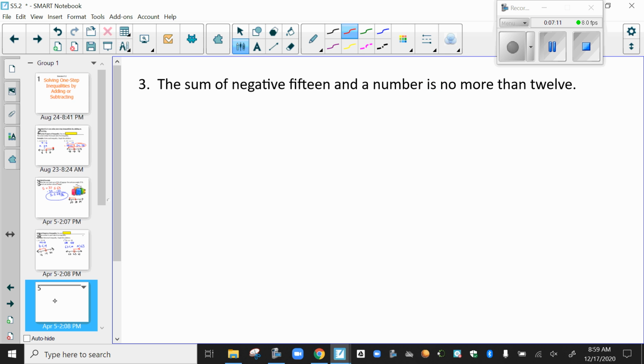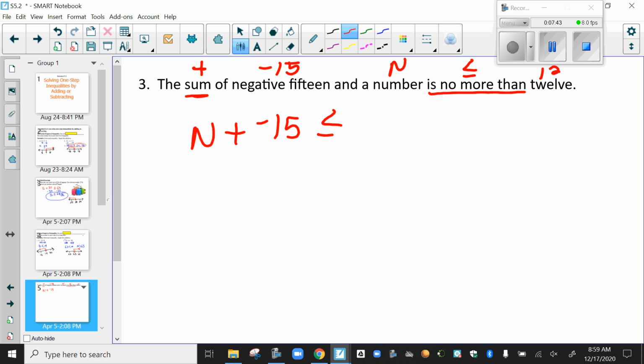The sum of negative 15 and a number is no more than 12. All right, the sum means plus. Negative 15 is negative 15. A number, let's call that n, is no more than, means less than or equal to, and 12. So we want to write n plus negative 15 is less than or equal to 12.